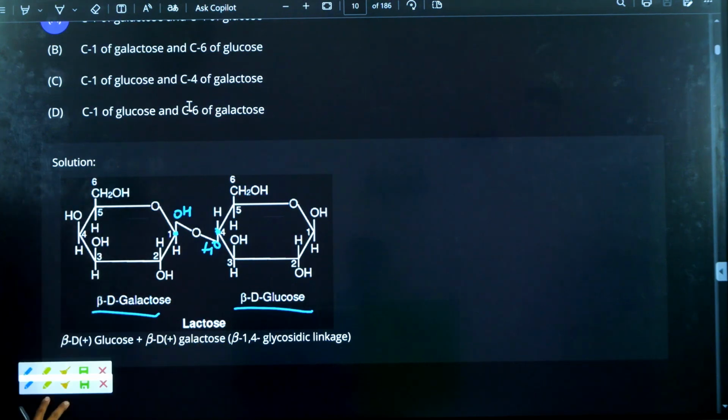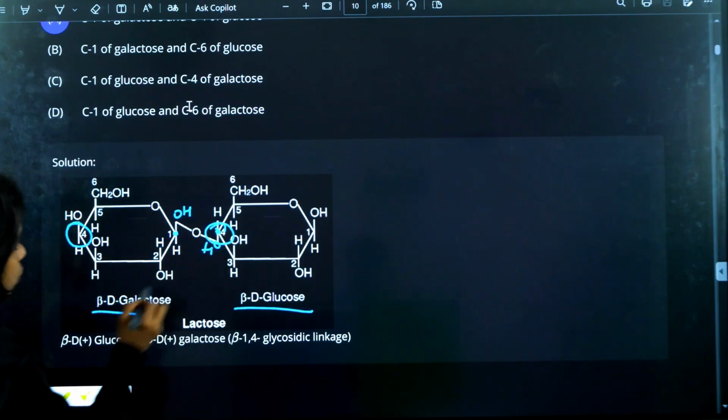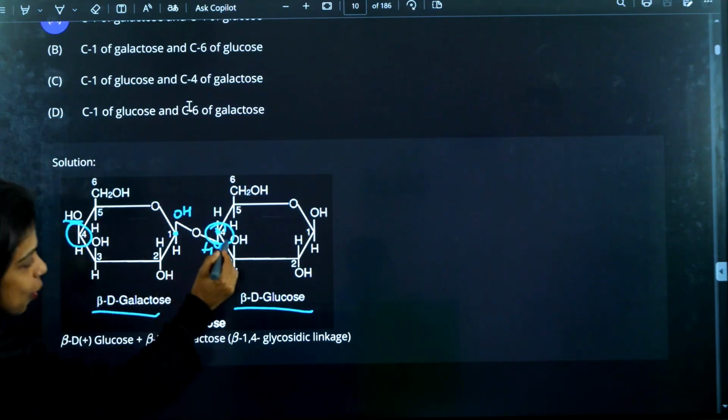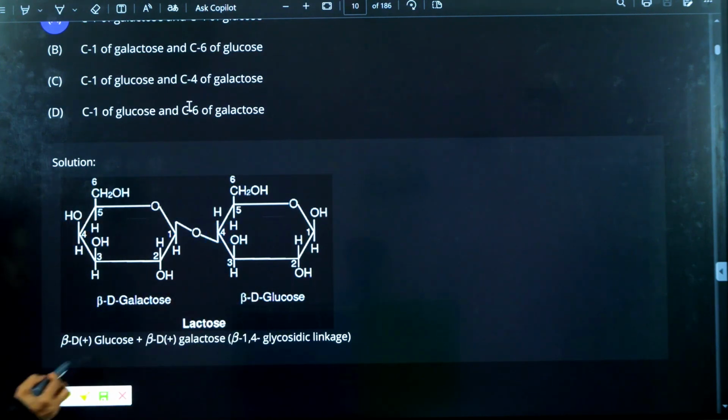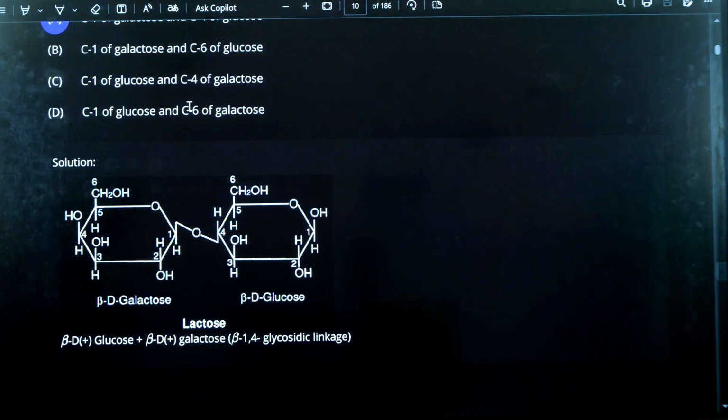And what is the difference between the two? The configuration around the 4th carbon. You can see the OH above and OH below in glucose. Got it, guys? So the answer, biomolecule. Those who have done biomolecules, I'm sure this question is easy to crack for them. So the answer indeed is A.